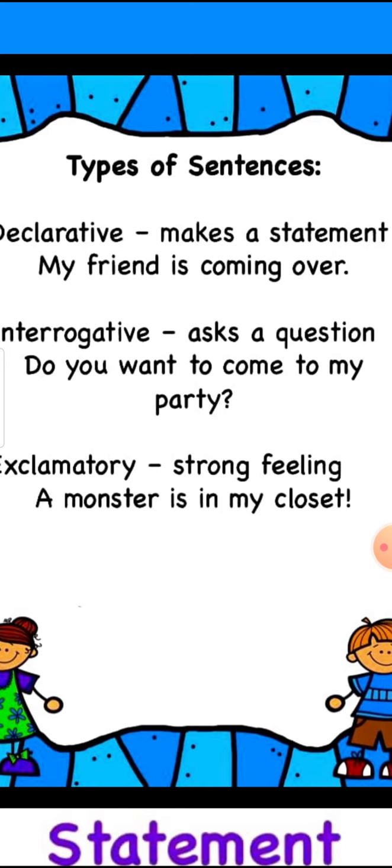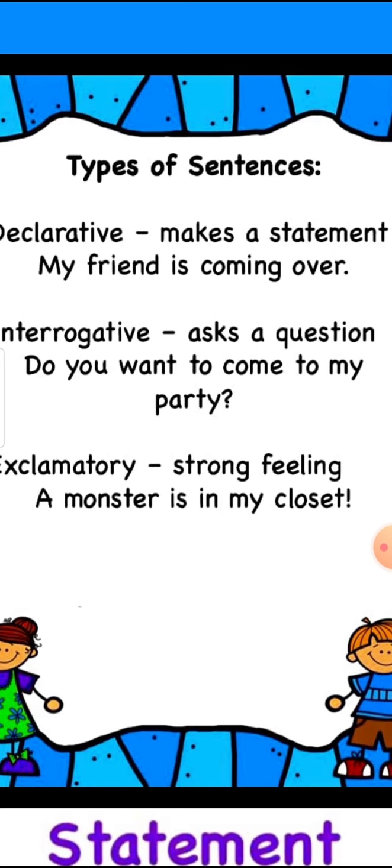Now the second type is interrogative type of sentences, in which we can ask some questions. Like here we can say, do you want to come to my party? It means you are asking some question.